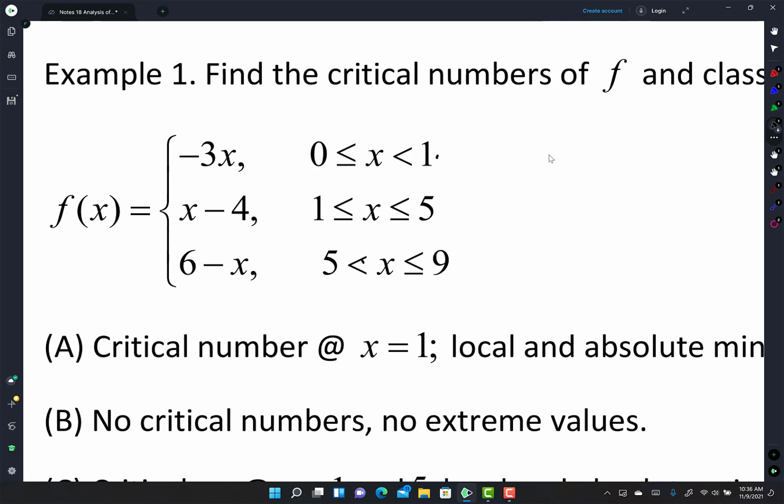I think they're all continuous. Let's see. -3 times 1 is -3, and then 1 minus 4 is -3. Yeah, they're continuous. So all three of these touch at 1 and at 5, so it's a continuous graph. But notice, this slope is -3, right? This slope is 1. So it's going to create a corner at x equals 1. Then this slope is 1, and this slope is -1, so it's going to create another corner at 5.